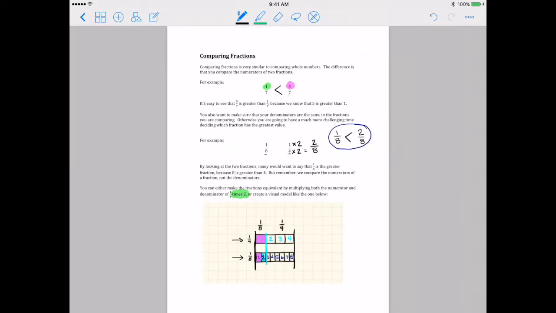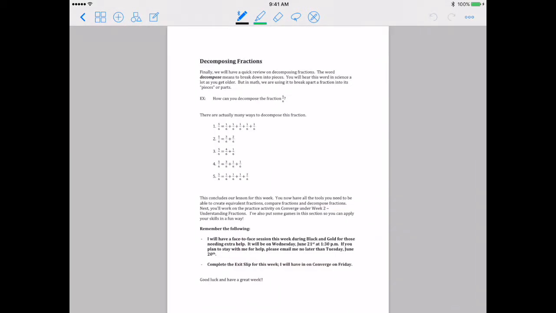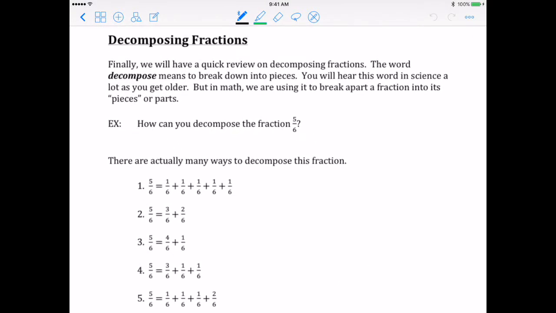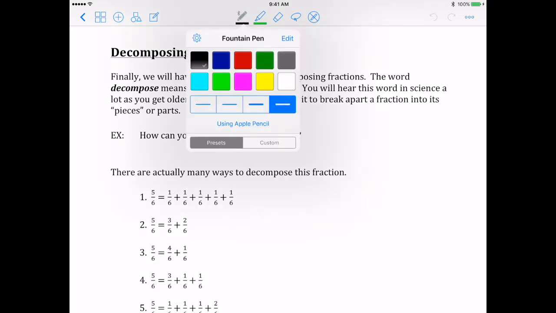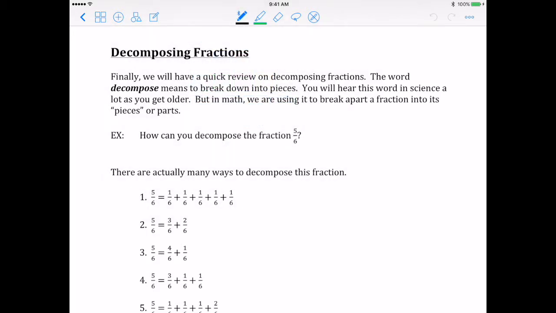All right. So now finally, really finally, we're going to move on to decomposing fractions. We're going to do a quick review on decomposing fractions because it's pretty simple. The word decompose means to break down into pieces. You will hear this word in science a lot as you get older. But in math, we are using it to break apart a fraction into its pieces or parts. Okay? So my example is, how can you decompose the fraction 5/6?